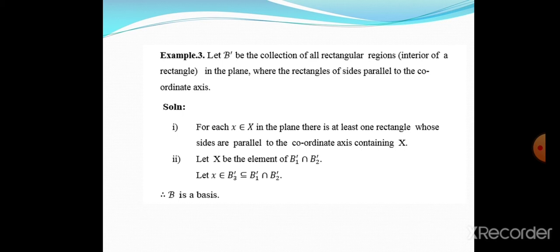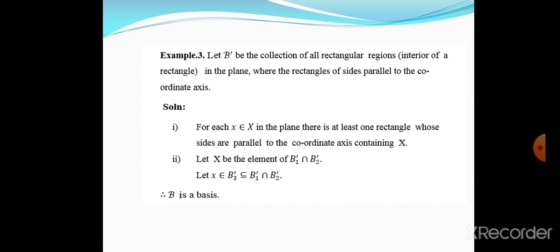Solution. The first condition of the basis: for each small x belongs to capital X, in the plane there is at least one rectangle whose sides are parallel to the coordinate axes containing x. This is the first condition. What is the second condition?